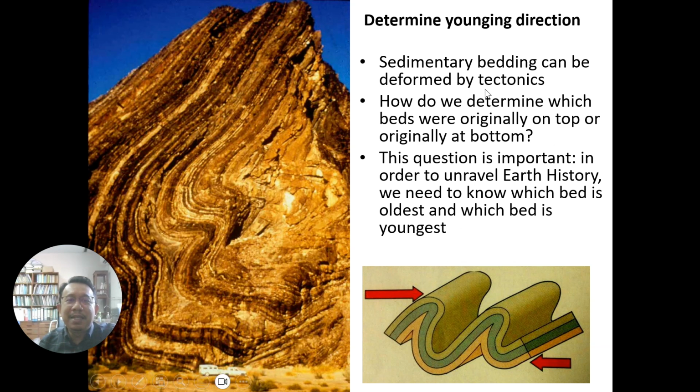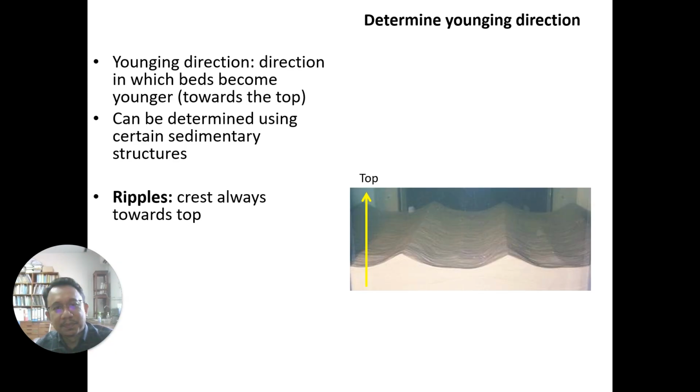So, sedimentary bedding can be deformed by tectonics. How do we determine which beds were originally on top or originally at the bottom? This question is important. In order to unravel Earth history, we need to know which bed is older and which bed is younger. So, we use what we call younging direction indicators, or some geologists call them the way up indicators, right? Certain sedimentary structures are very good younging direction indicators.